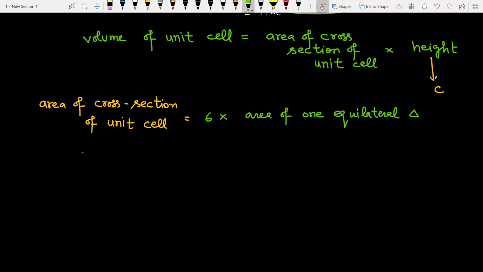So we try to depict the triangles separately. Side is A, all are equilateral triangles. Then this angle will be 60 degree. This will be the altitude. Let this be triangle ABC with altitude AD. So the area is 6 into half into BC into AD.